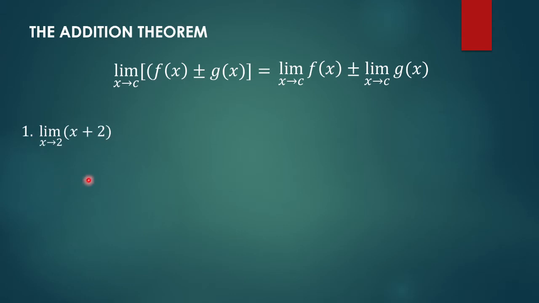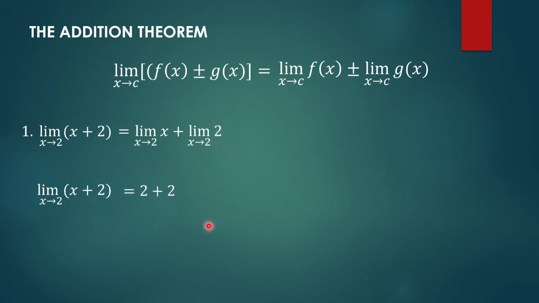For example, we have the limit of x plus 2 as x approaches 2. So this can be written as the limit of x as x approaches 2 plus the limit of 2 as x approaches 2. To evaluate, the limit of x as x approaches 2 is 2, and the limit of 2 is a constant, and therefore that is also 2. So we have 2 plus 2 is equal to 4.